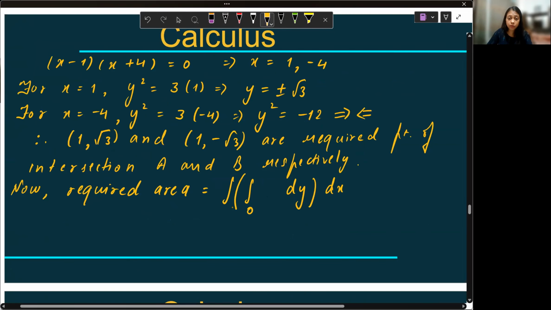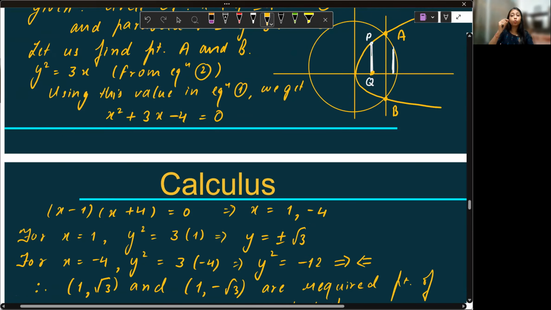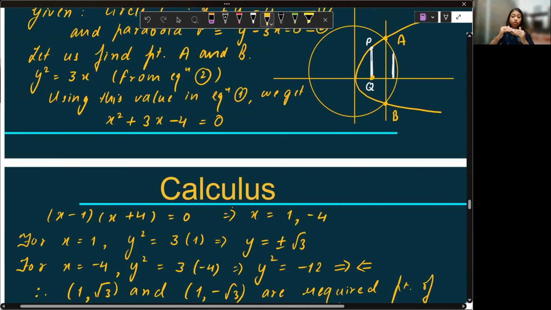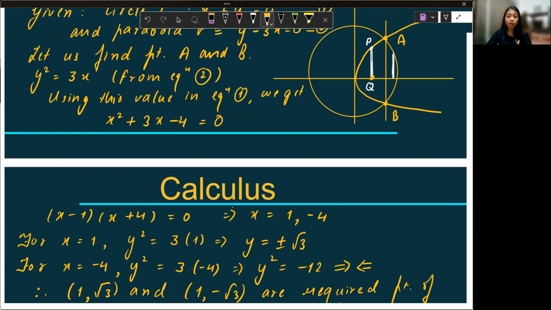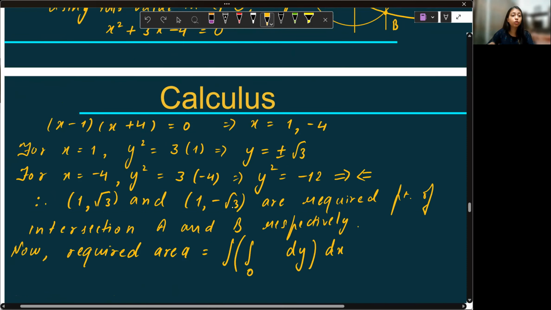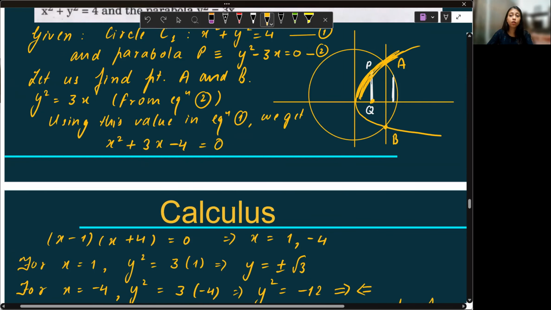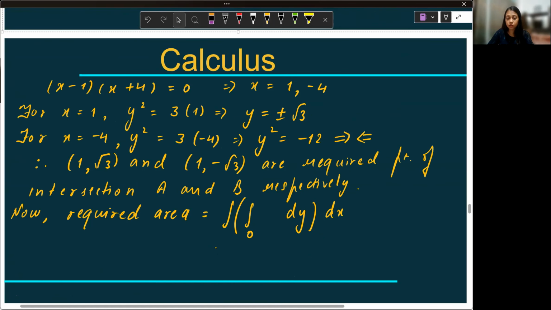Right. Upper limit means what? The portion of that vertical strip, which curve is it touching on the top, which is at P point? So the P point is touching the parabola, which is y square is equal to 3x, and it is on the positive side of the y-axis. See, it is above the x-axis, right? So I can consider only y is equal to the positive root of 3x. So it is under root of 3x.